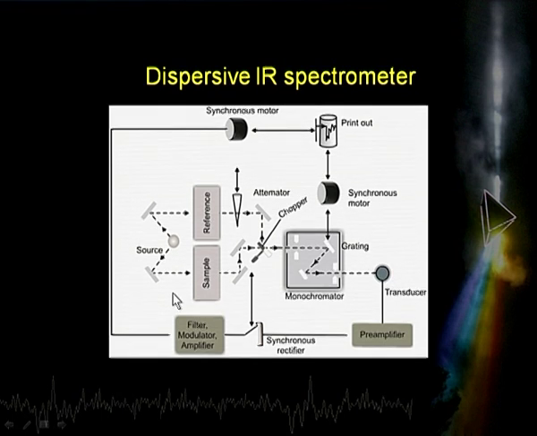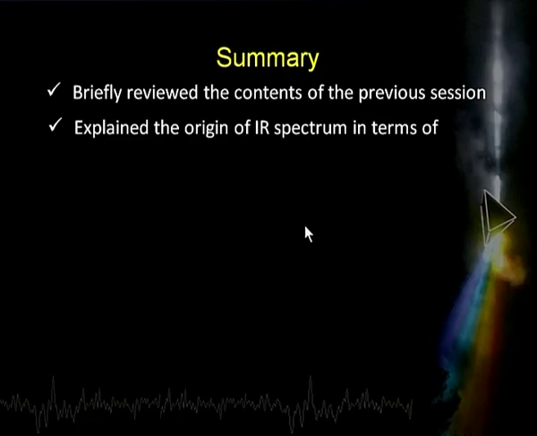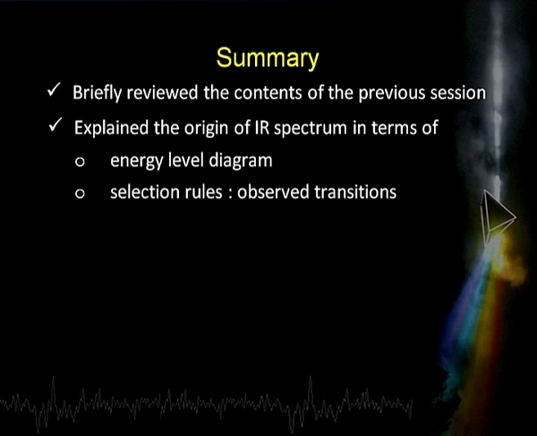Let us sum up what we have done today. We basically started by reviewing what we did in the previous session, and thereafter we explained the origin of IR spectrum in terms of energy level diagrams. Thereafter we talked about the selection rules, which determine what kind of transitions are allowed. Then we saw that out of the allowed transitions, what are observed and what are not observed, and why.